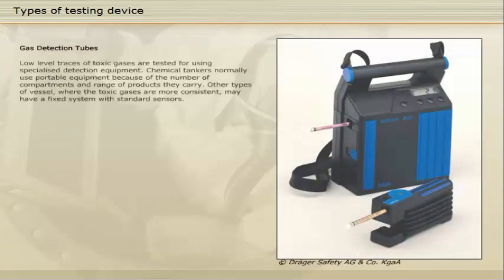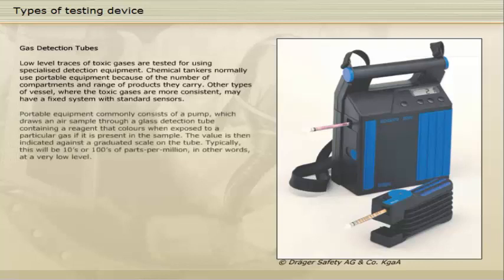Low-level traces of toxic gases are tested for using specialized detection equipment. Chemical tankers normally use portable equipment because of the number of compartments and range of products they carry. Other types of vessel, where the toxic gases are more consistent, may have a fixed system with standard sensors.